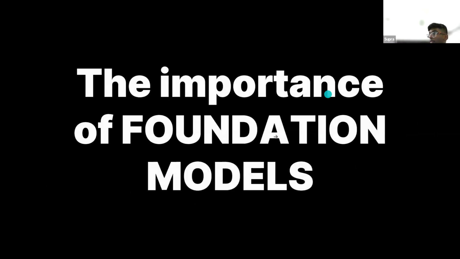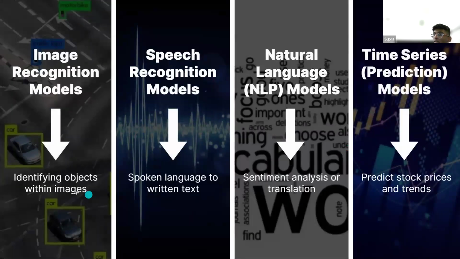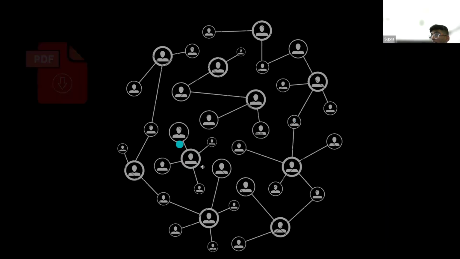Then we talked about the importance of foundation models. Foundation models serve as a foundation for other more specific, bigger models, and they're also general purpose. They can do a lot of things, so they're going to be really useful. And then we talked about all the different types of models there are, and used that as an example.